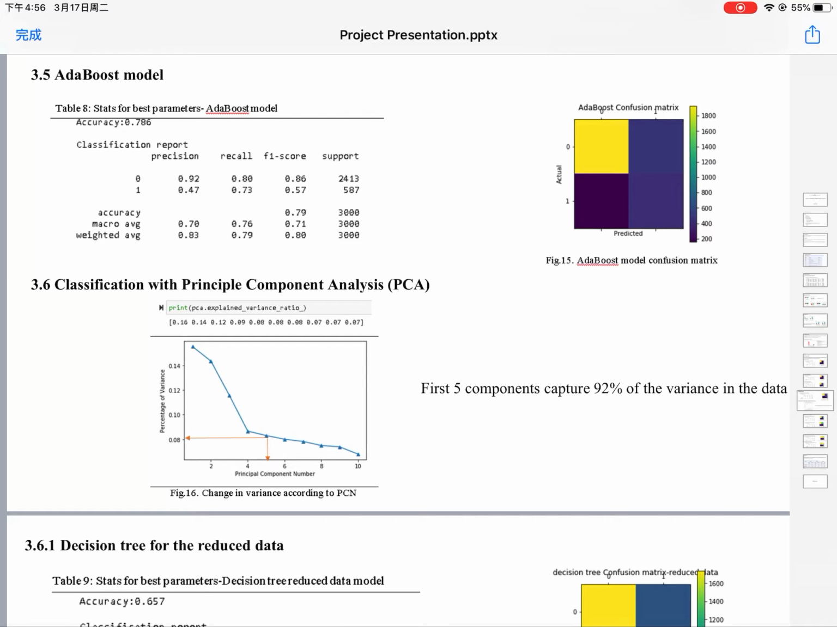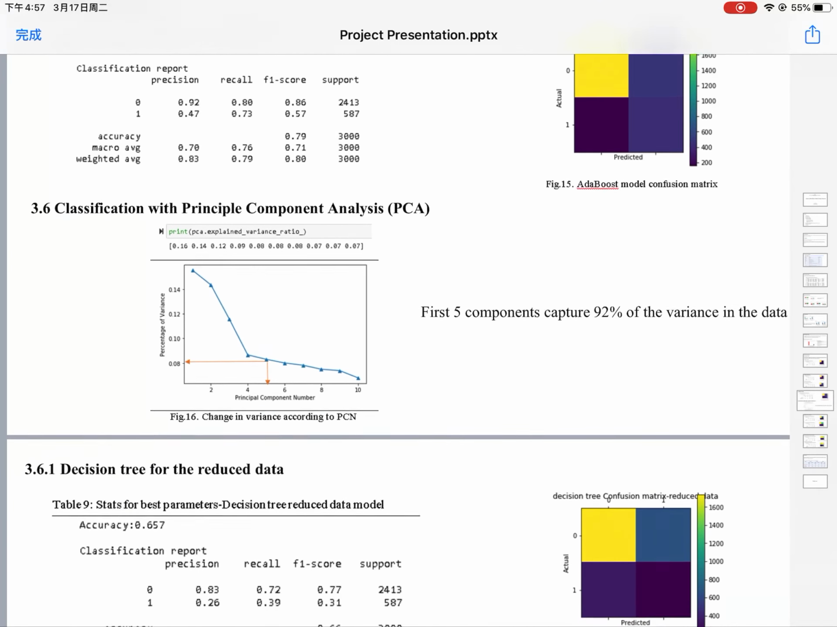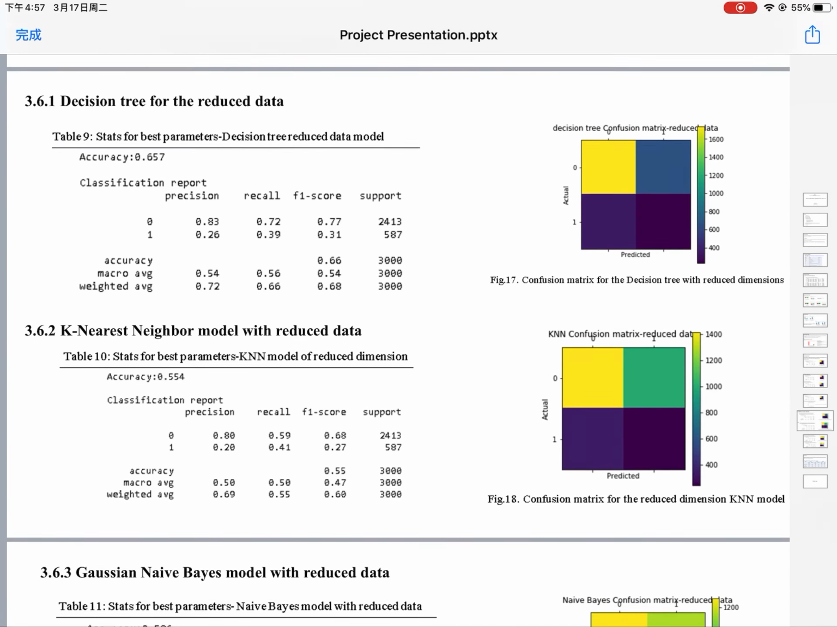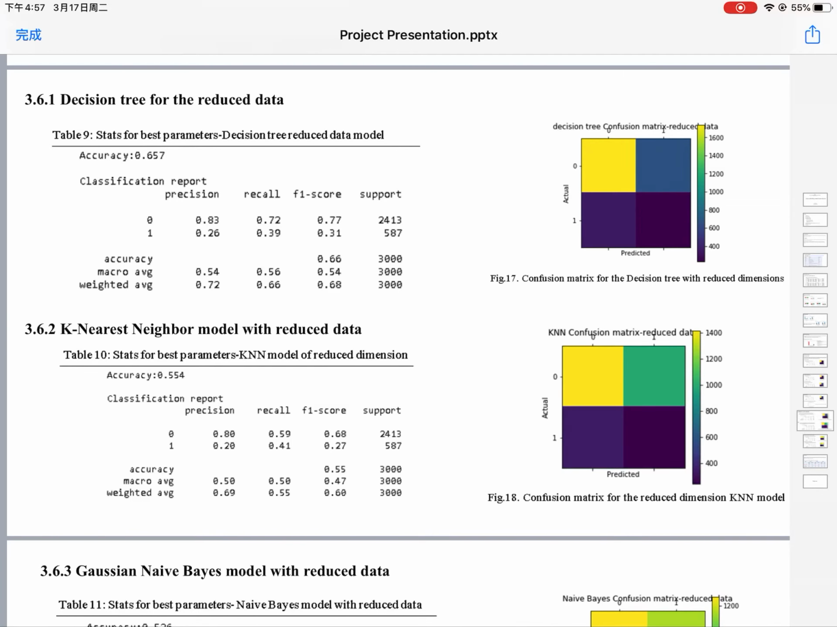Also, as a comparison, we also tried reducing the data set from 10 parameters down to 5 parameters using principal component analysis. The way we chose 5 components is because the 5 components already capture 92% of the variance in the data set, and we deem that a good enough estimate. We tried the same kind of models for this reduced data set, and we recorded the stats.